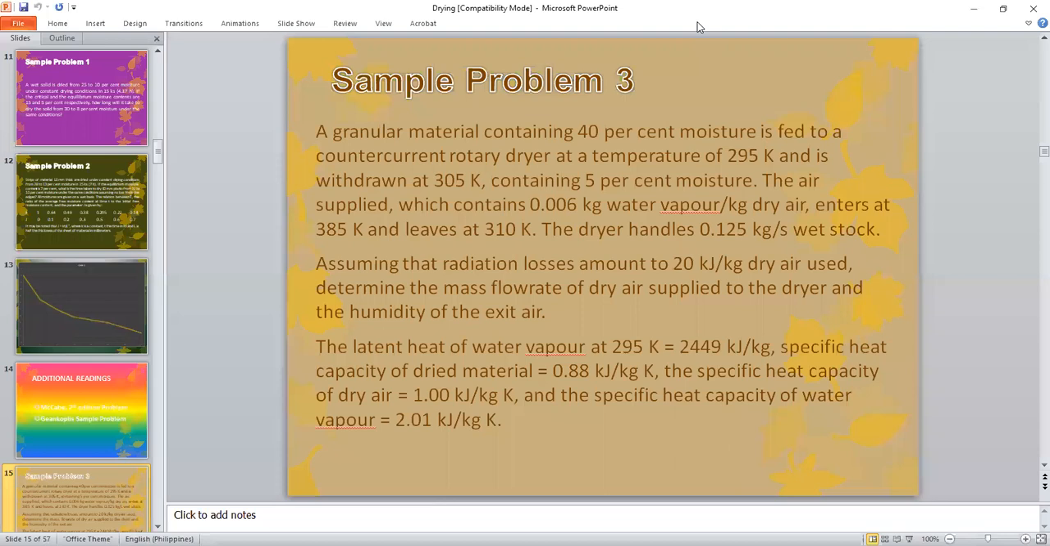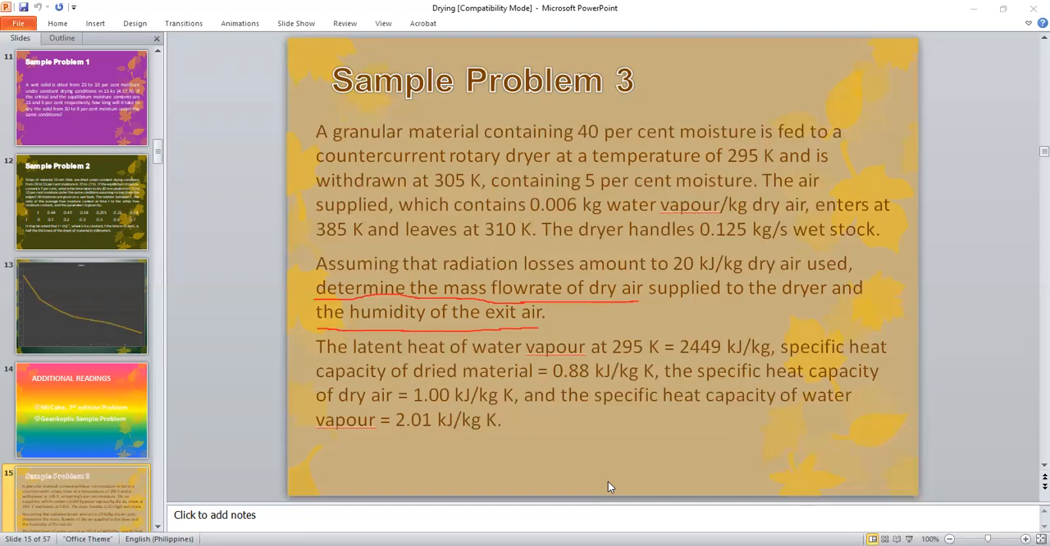So in this case, we are to determine the mass flow rate of dry air that is supplied to your dryer and the humidity of the exit air. So two things based on the set condition. And notice as well, class, that I haven't given you any other formula. I did not give you any additional formula except for the drying time that I have discussed a while ago and the formula regarding the free moisture content. That's all that I gave you.